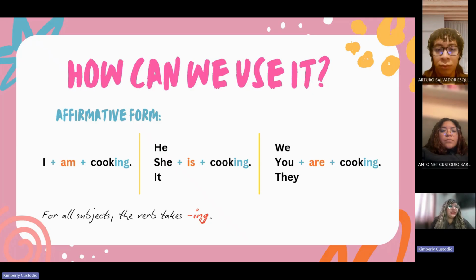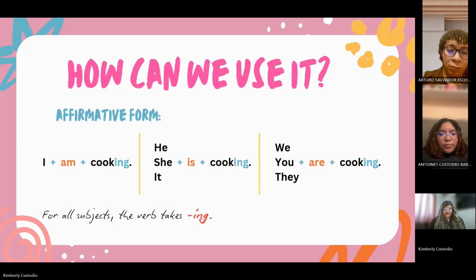You know that in English we have pronouns, we have subjects. In this case, I consider the pronouns to help you understand when you can use the verb be for each one of them. For affirmative statements, we are going to start with the subject I, the first person. Now, what is the verb be for I? Can you tell me, Arturo? It's... Excellent. The verb be for I is am.